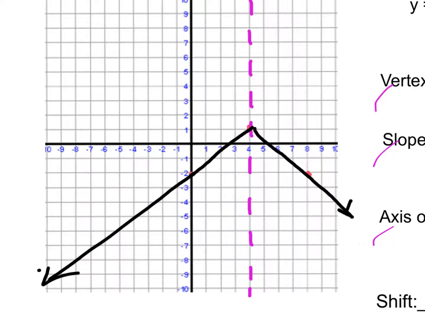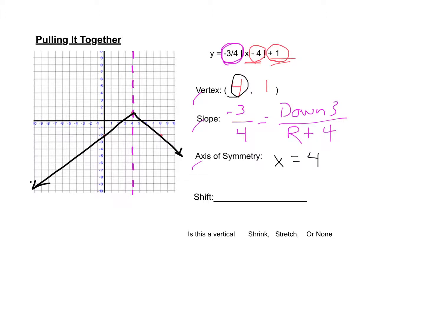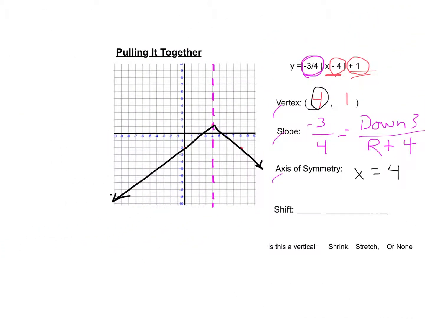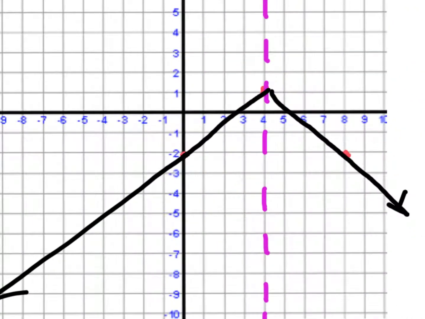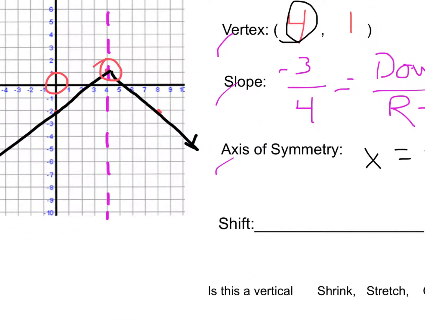Now remember, in the other video we would have been done. However, we've got new things to talk about here. The shift, and is this a shrink, a stretch, or neither? So again, let's talk about shift. Where did we go from the origin? Remember, my origin's here. My vertex is now here. What did we do? Again, to move, we went to the right 4 and up 1.